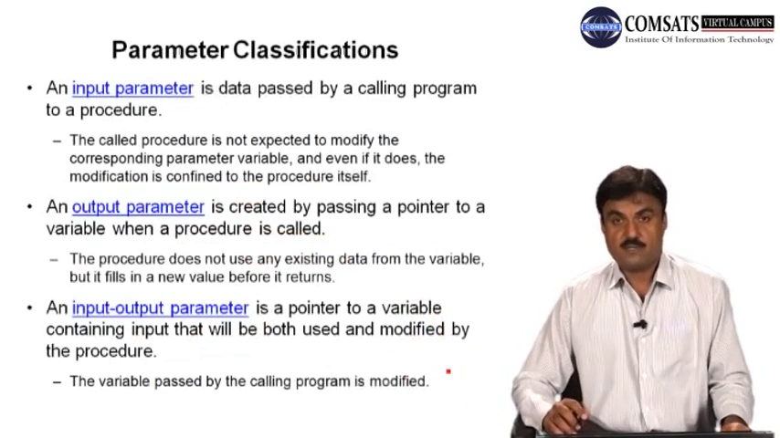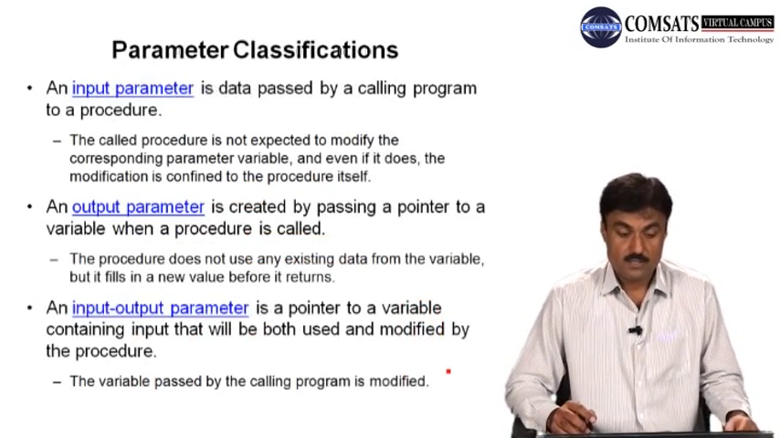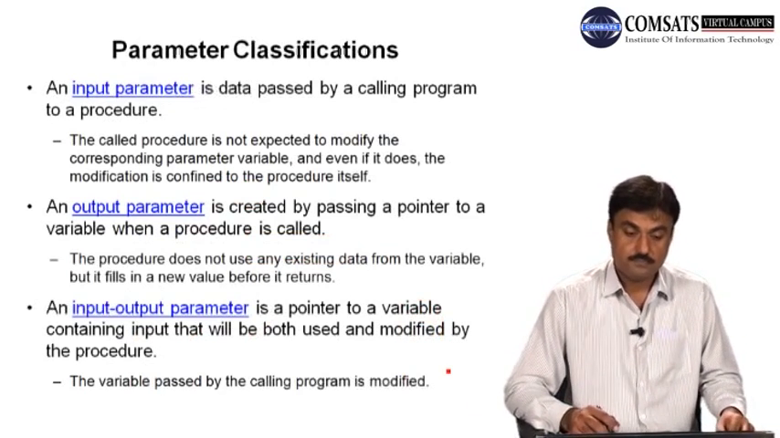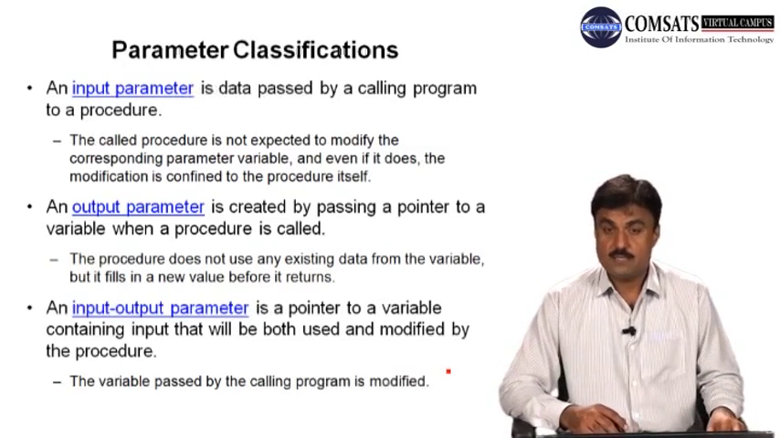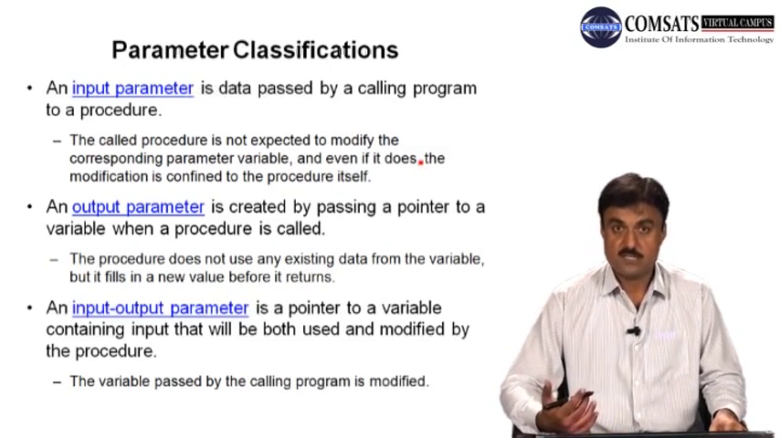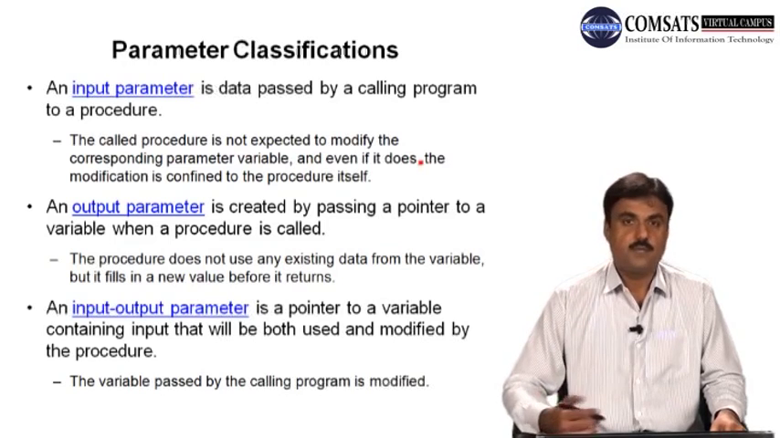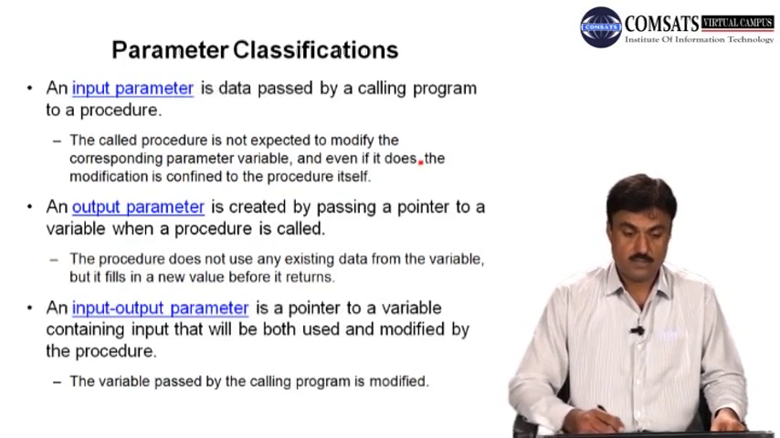So there is parameter classification. You can see we have input parameters, output parameters, and input-output parameters. An input parameter is data that is passed by a calling program to the procedure. So these are values that are being passed from the main program to the subroutine or the procedure.